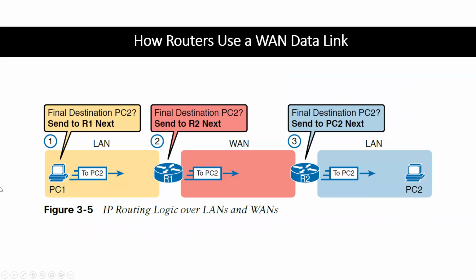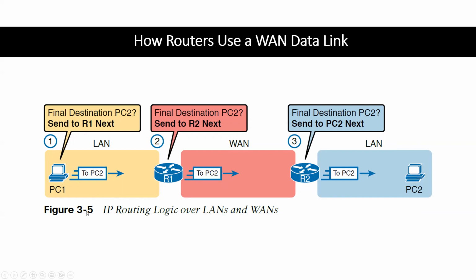Okay, all right. So let's bring it all together and talk about how routers use a WAN data link. We talk about encapsulation, de-encapsulation. You guys know about layer 3, how they communicate, IP addresses. You guys know about layer 2. And so this is, from a high level, what the router is doing.